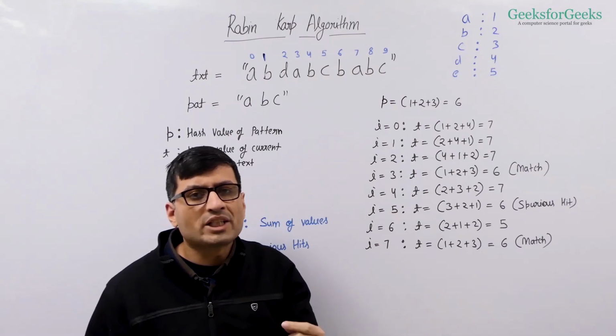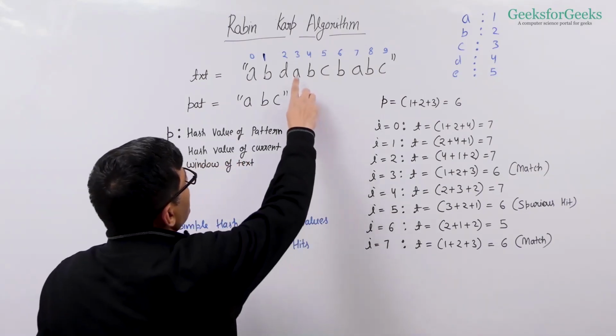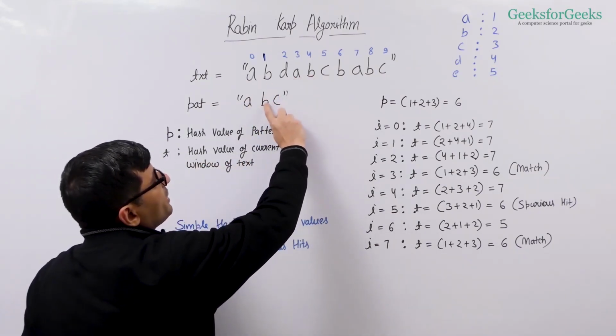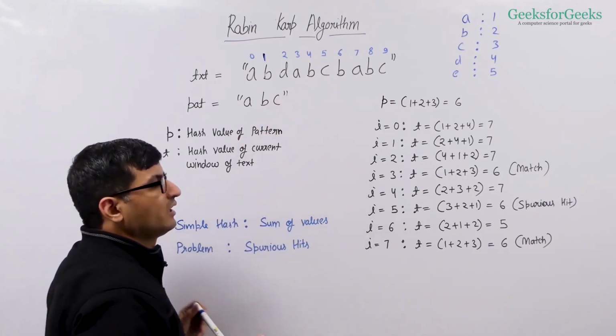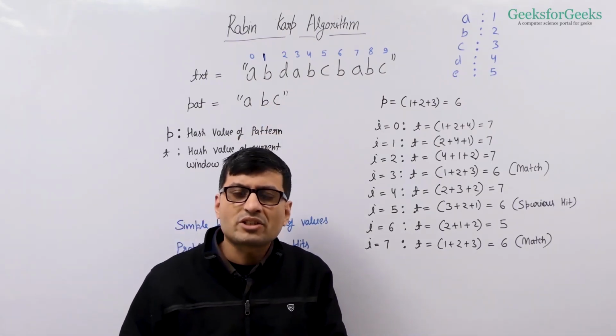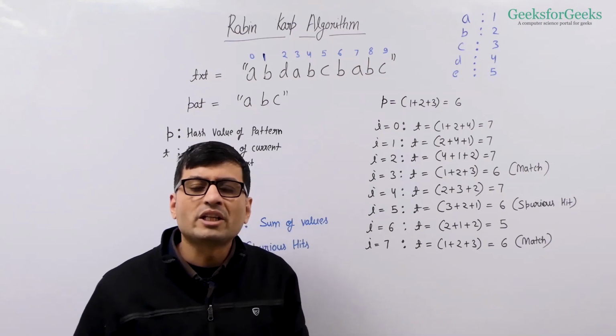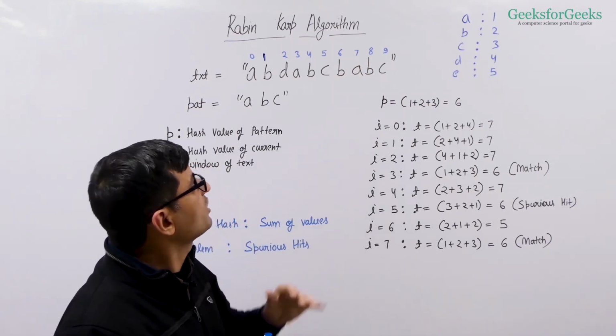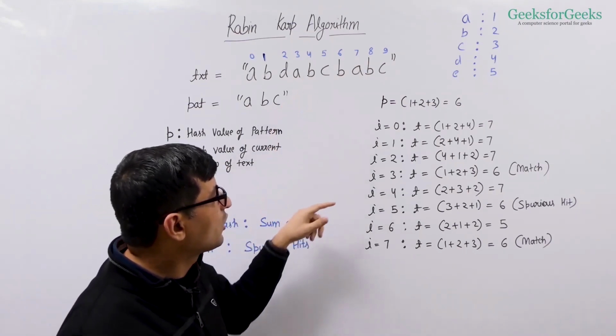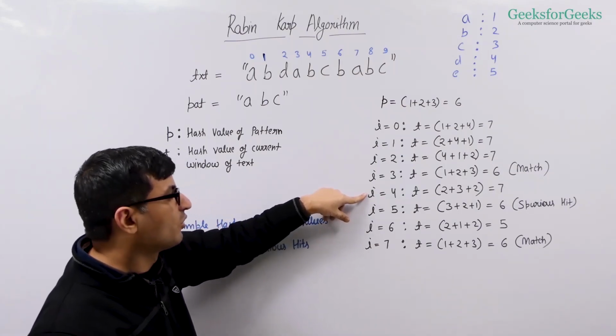Now we are going to match individual characters. We are going to match this A with A, then this B with B, then the C with the C. And since all the characters match, they are in the same order, we print the output as 3, that we found the pattern at index 3.